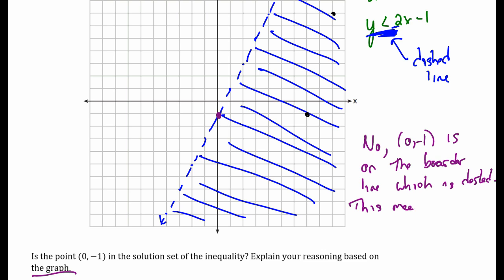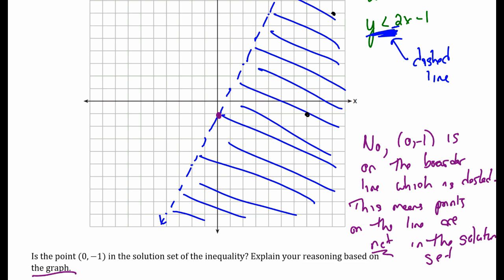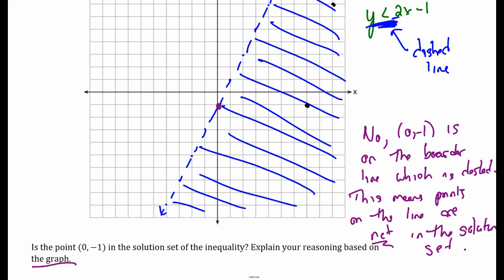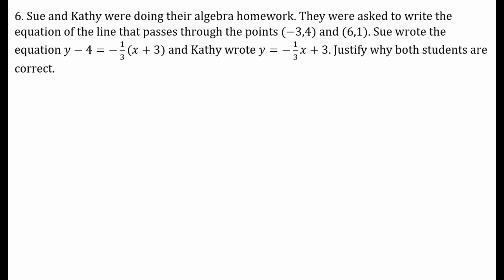This means points on the line are not in the solution set. You could also do this algebraically by plugging it in, but you wouldn't get full credit because it said based on the graph. So your solution set is the graph. When we graph things, we're graphing the solution set.